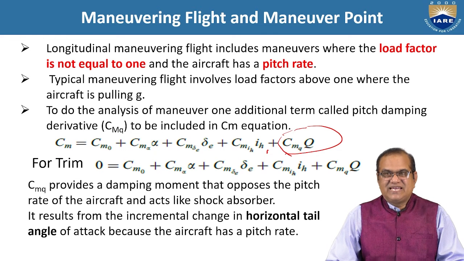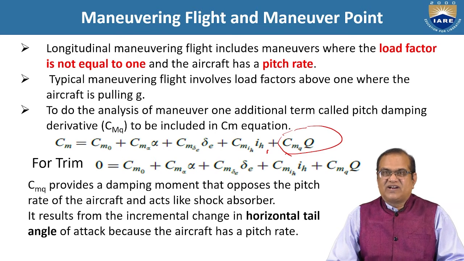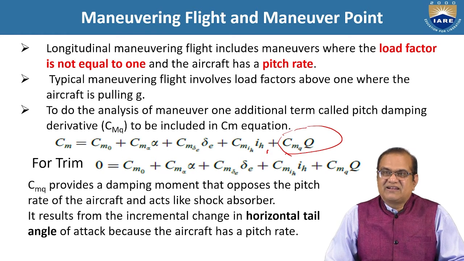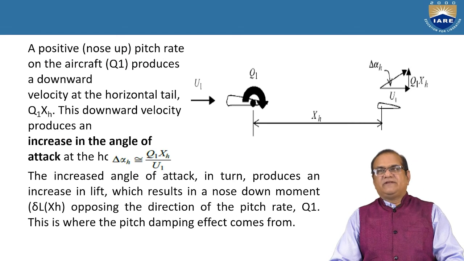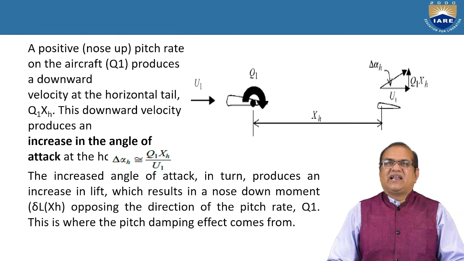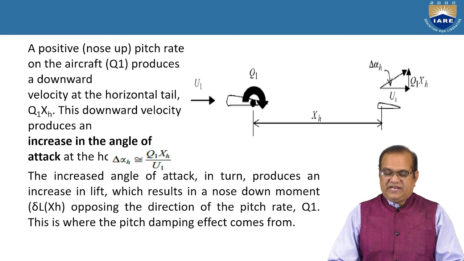Because the aircraft has a pitch rate, it results in an incremental change in the horizontal tail angle of attack. This is explained here, how these things are happening. A positive nose up is shown here.